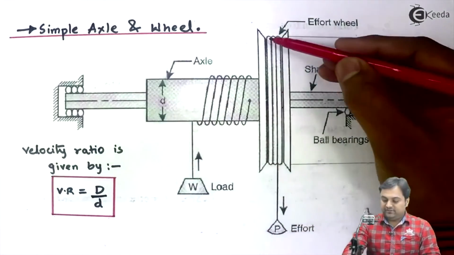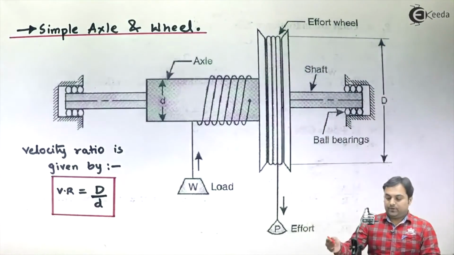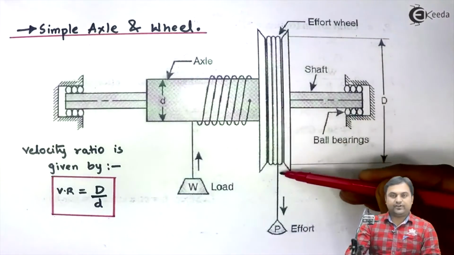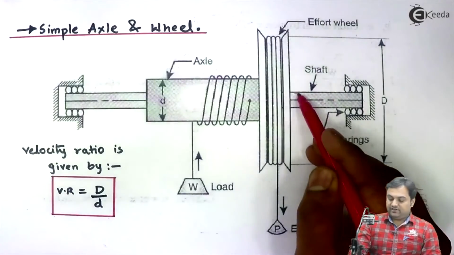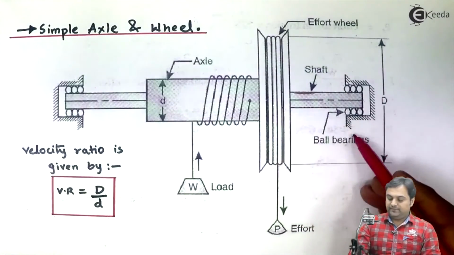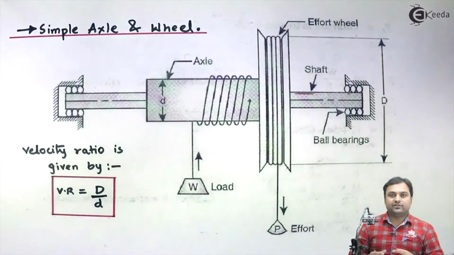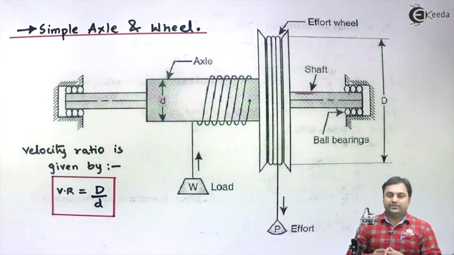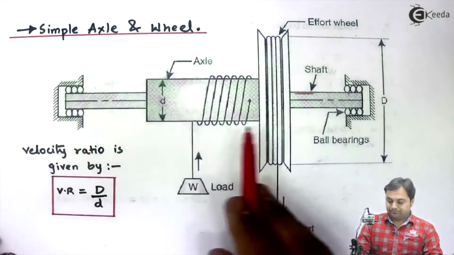After the axle we have one wheel which is called the effort wheel. Over the effort wheel again we have a rope or string to which some effort is applied. Next we have a shaft which is supported in bearings. Bearings are those members which support the shaft. The shaft is a rotating member, and the bearings support the shaft. So at both ends we have bearings.